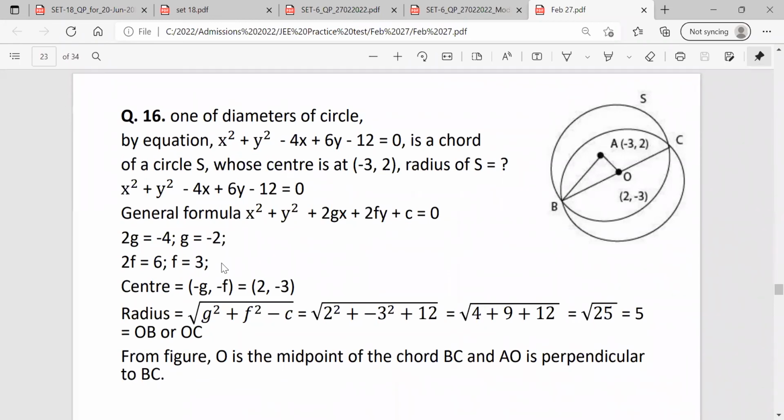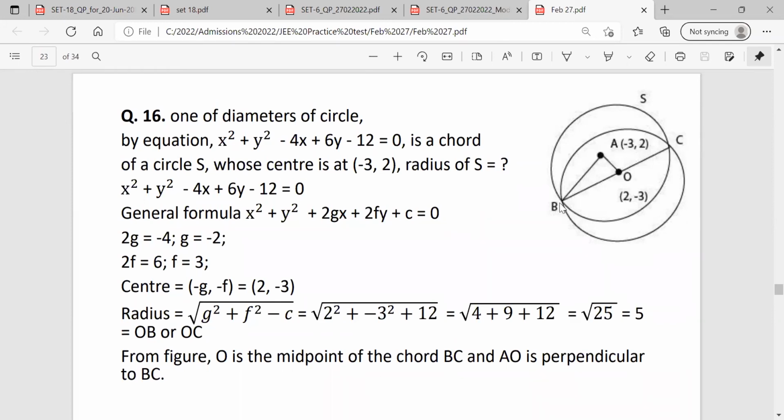Now we know the equation for the center, it's minus g, minus f, that is 2 comma minus 3. Here g is minus 2, so minus of minus 2 is 2, and minus f is minus 3. Now how will we be able to find the radius? The radius is root of g square plus f square minus c. So g is 2 square plus minus 3 square plus 12. So we have root of 25. So this radius can be either OB or OC. So we have the value of this radius.